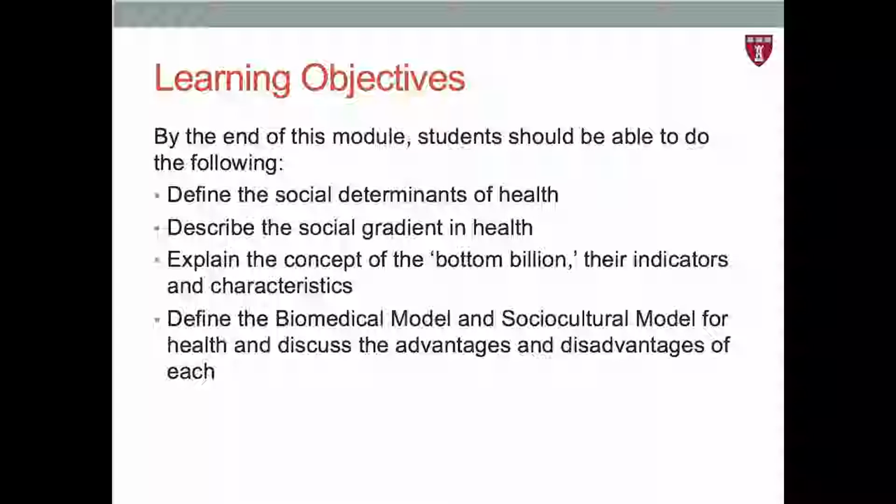For Module 4, we aim to meet the following learning objectives. Define the social determinants of health. Describe the social gradient in health. Explain the concept of the bottom billion, their indicators and characteristics. Define the biomedical model and sociocultural model for health, and discuss the advantages and disadvantages of each.